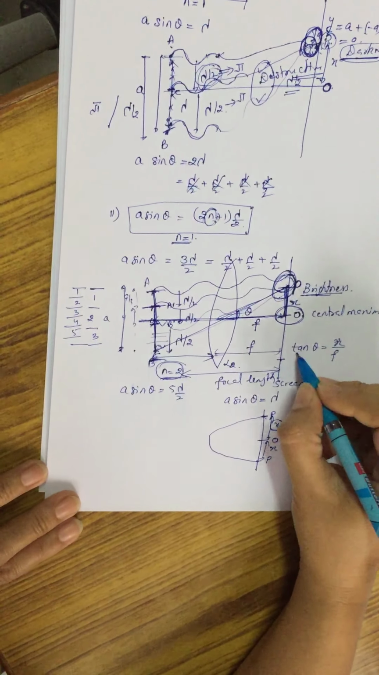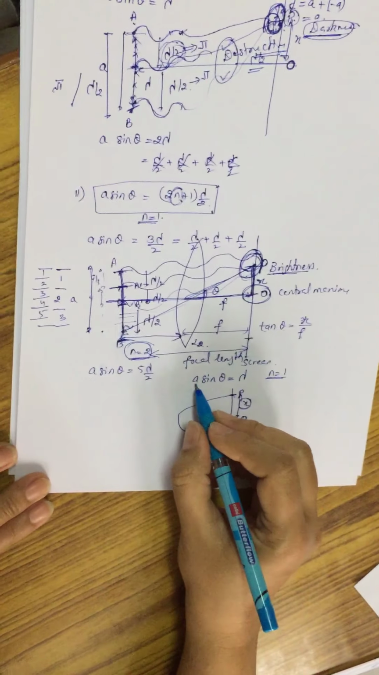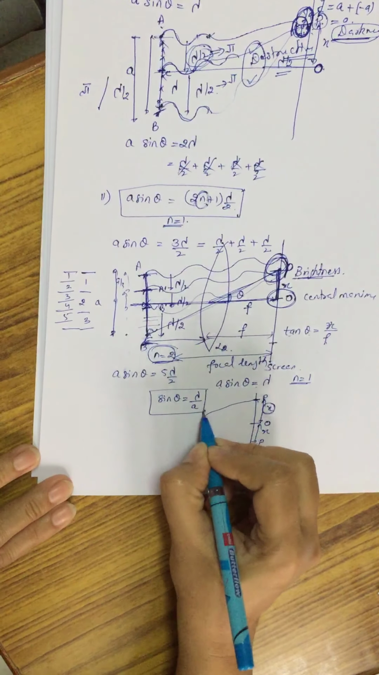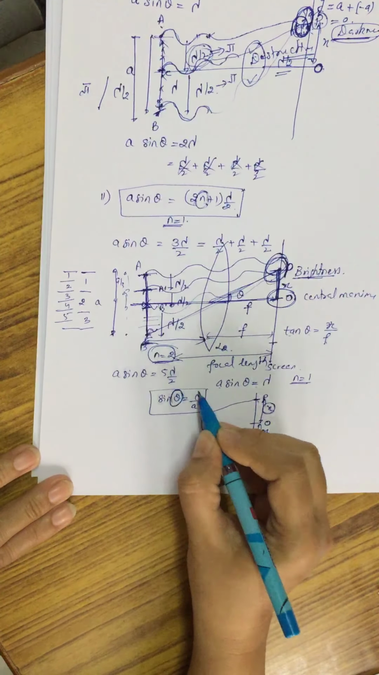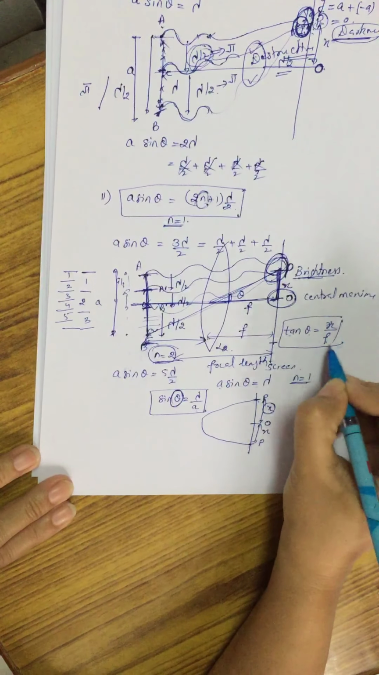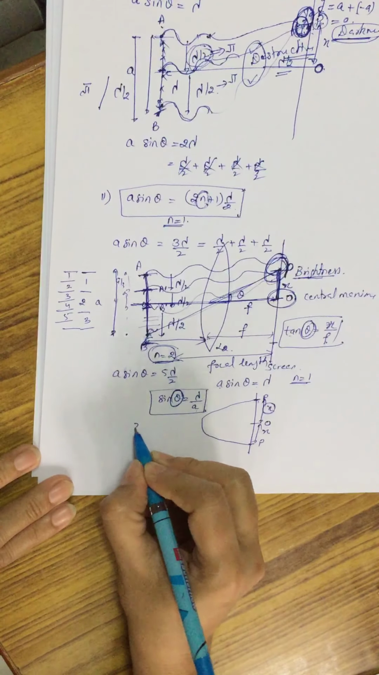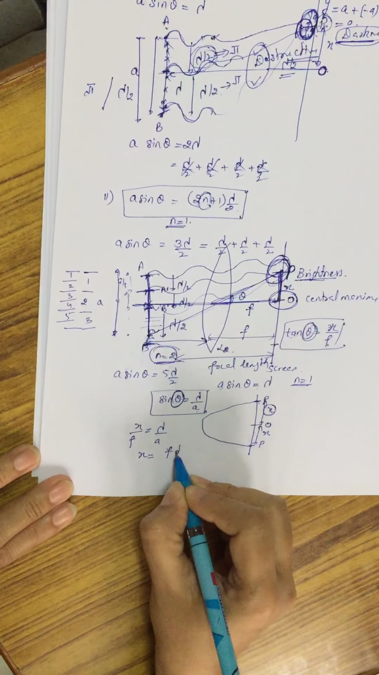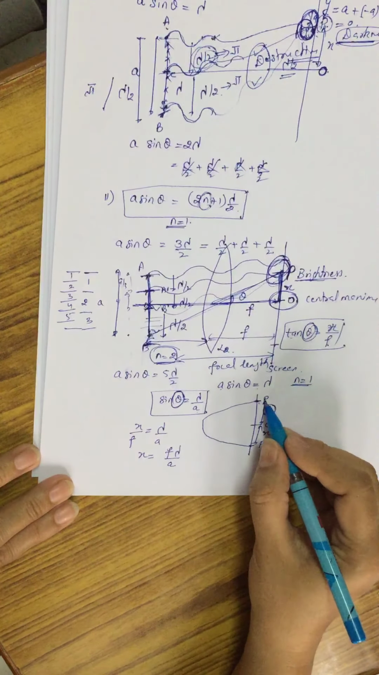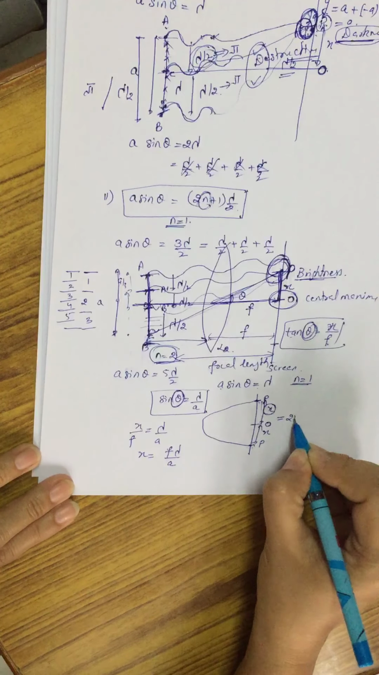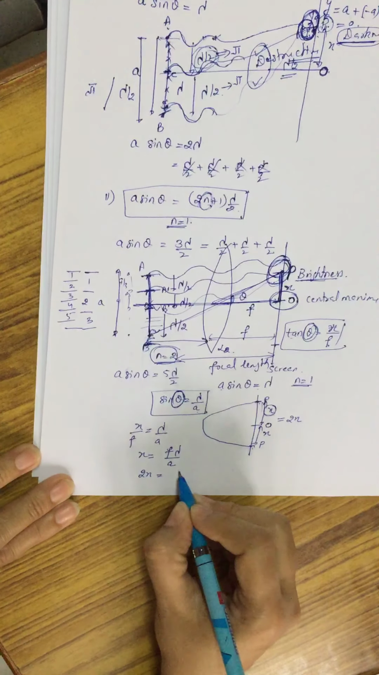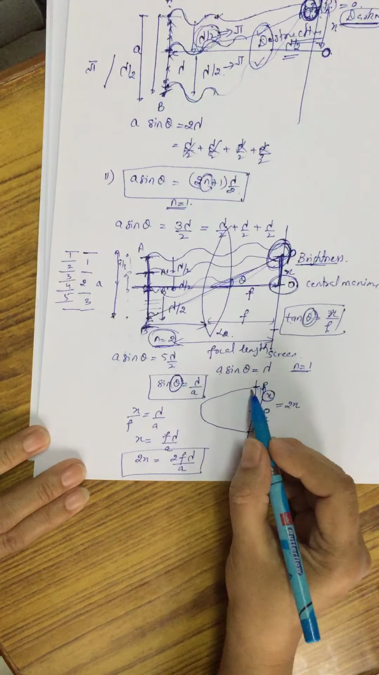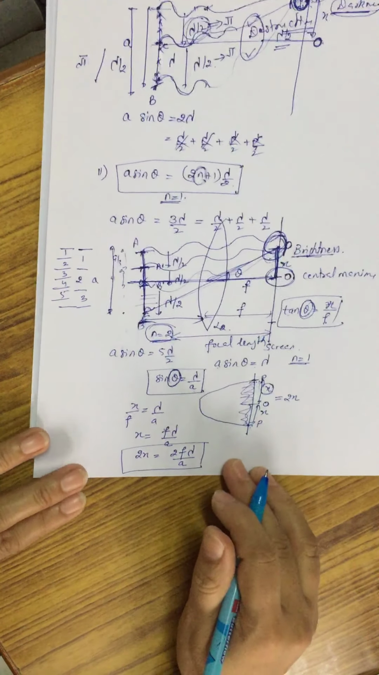From the equation tangent theta is equal to x upon f, and from this condition sin theta comes out to be lambda by a. If theta is very small, we find out that theta is equal to lambda upon a as well as theta is equal to x upon f. From these two equations, we find the value of x, that is f lambda upon a, and the width of the central maxima is 2x. So therefore 2x is equal to 2f lambda upon a. Now we have calculated the width of our central maxima.